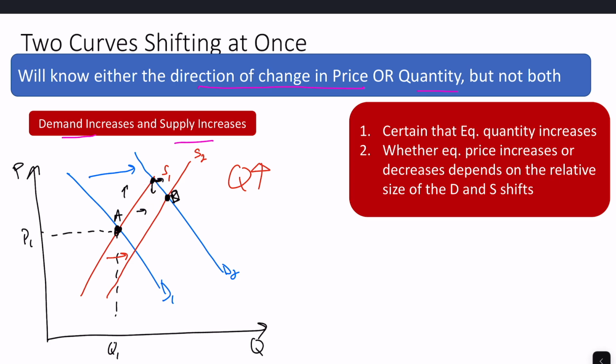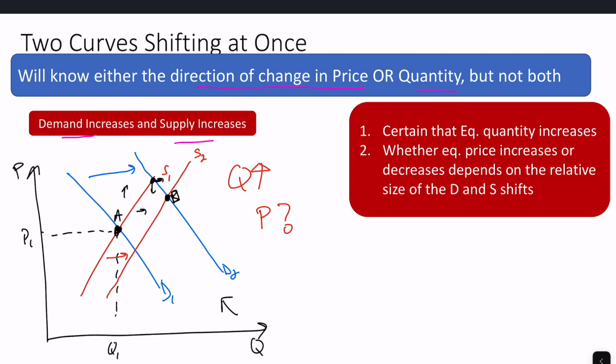So they're working against each other, and we don't know which one's going to be bigger. If I draw a graph, you'll know. But if I just tell you that demand increases and supply increases, you don't know which one is going to be bigger. And so the price change, we don't know. We know for certain that quantity is going to go up. Price, we don't know. Price could go up. Price could go down. Price could stay the same.